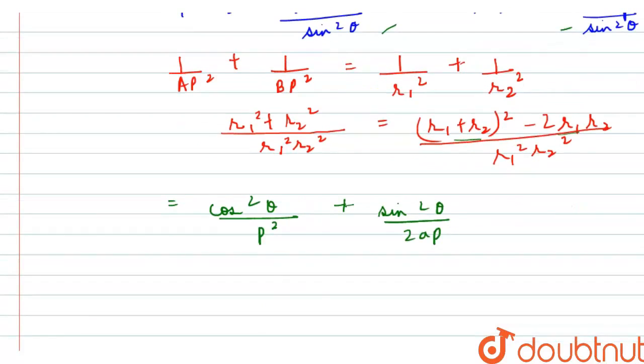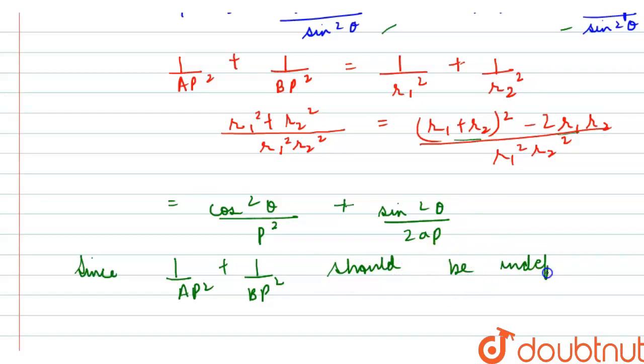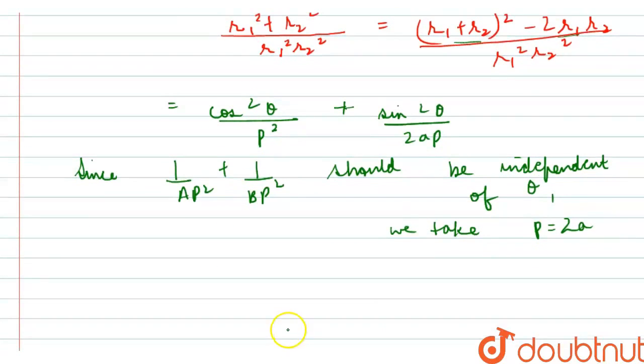So proceeding forward, what I can say is that since 1 upon AP square plus 1 upon BP square should be independent of theta, we take p is equal to 2a.